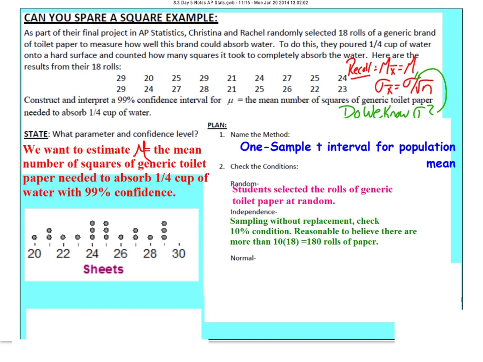I chose to look at a dot plot. This is a dot plot of the 18 observations from our experiment. Look at this and talk about the skewness and the outliers. And here's what I'm going to say.